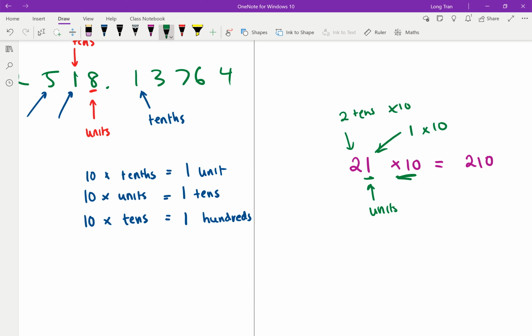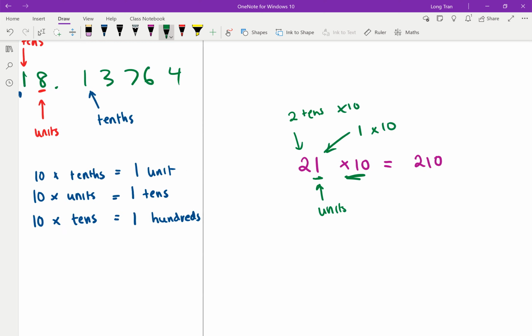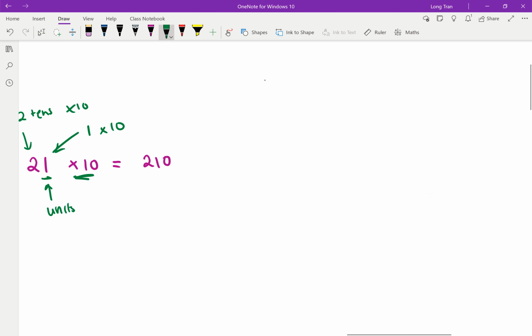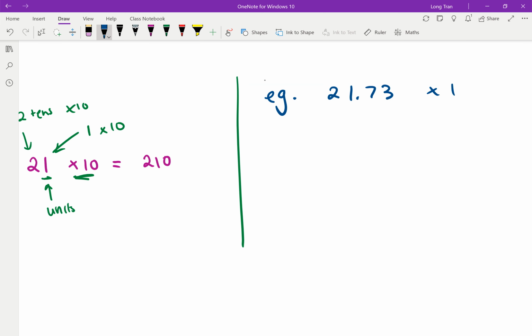Now, this may feel quite straightforward, but this explains why, when you're doing something like this, which we're going to do in decimals, you learnt this maybe in primary school. Some of us know it, some of us don't. If I gave you 21.73 and I said times this by 10, anyone know what the answer is?